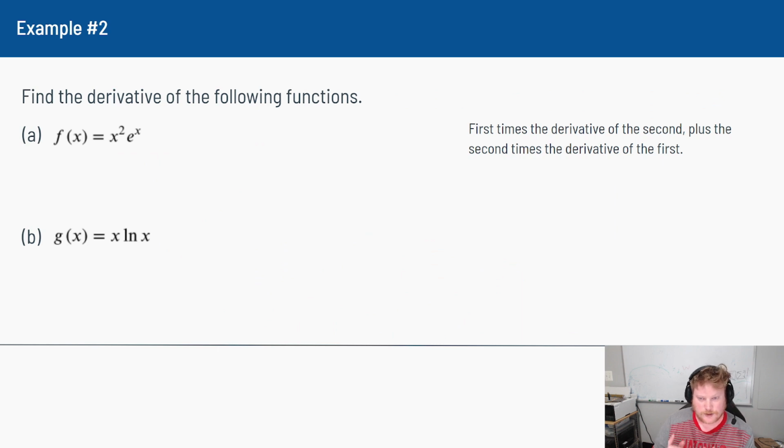Okay. So for our second example, let's look at two functions, f of x and g of x. Let's evaluate f of x first. So f of x is a product. It's x squared times e to the x.